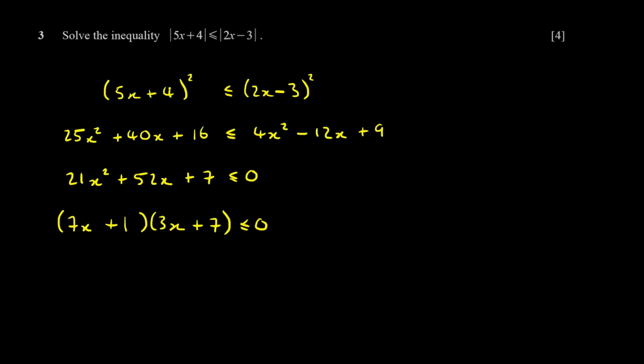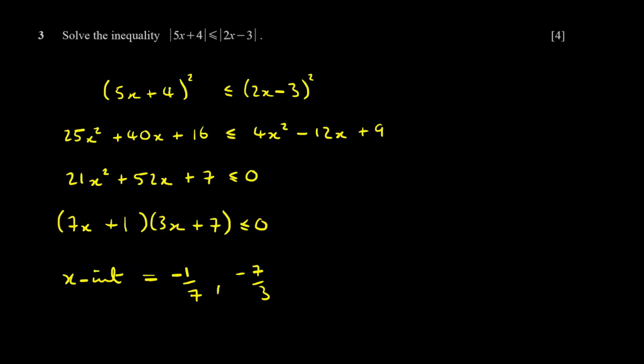Okay then, if we were trying to find the x-intercepts of this quadratic, our x-intercepts would be minus 1 upon 7, which would be from this thing here, and then also minus 7 upon 3, which would be from this thing here. Now often what happens at this point is that students just give up and guess what the range of x's will be. But what we're looking for is where this particular quadratic is less than or equal to 0.